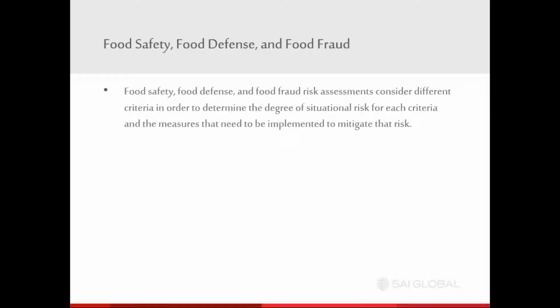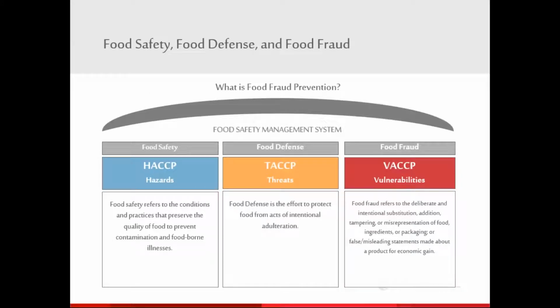Okay. So just real quick, a little background. So food safety, food defense, and food fraud risk consider different criteria in order to determine the degree of risk. This is a little umbrella, a food safety management system umbrella, and everything that falls in that umbrella, as you can see here. So within your food safety management system, you have these three areas. You have HACCP, which is food safety. You have TACCP, which is food defense, and you have VACCP, which is food fraud.